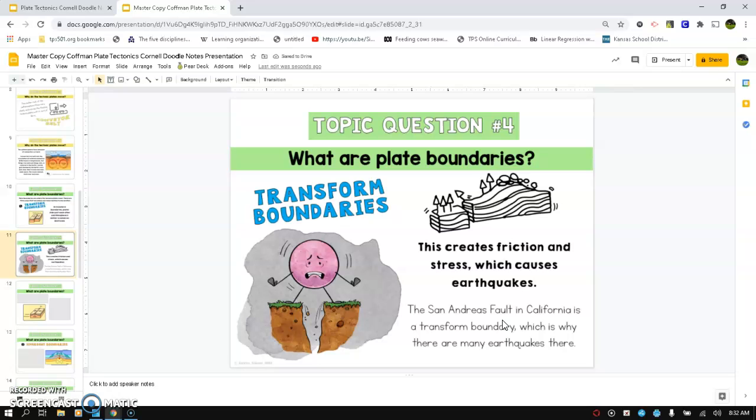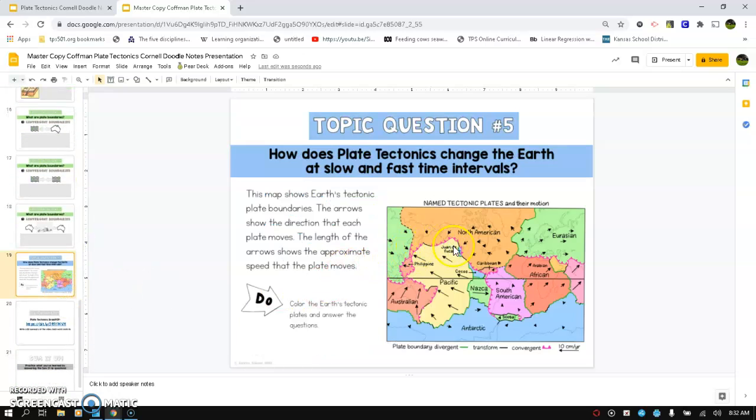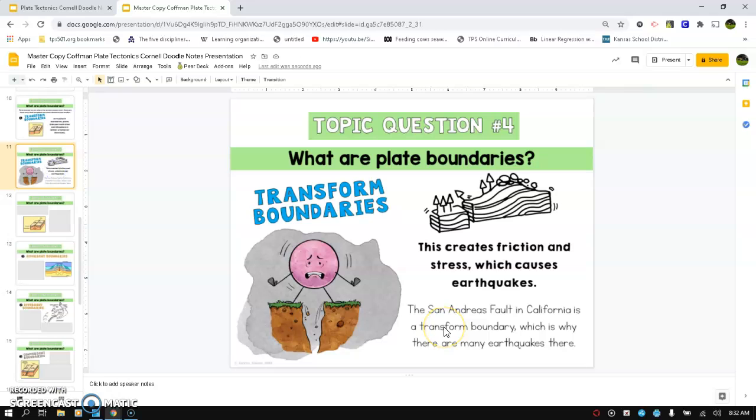So the transform one. Now trans means in between, so it's in between forms. Okay. The San Andreas Fault is a transform boundary, which is why there are so many earthquakes there. On the video beforehand, I'm going to go ahead and move down a slide. It's basically, if you see, the Pacific plate moving past the North American plate. Okay. All right.